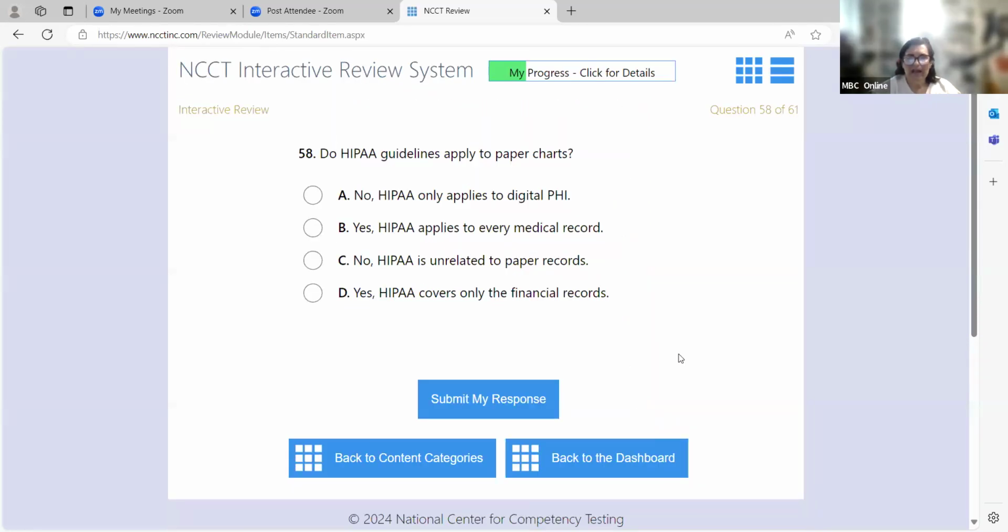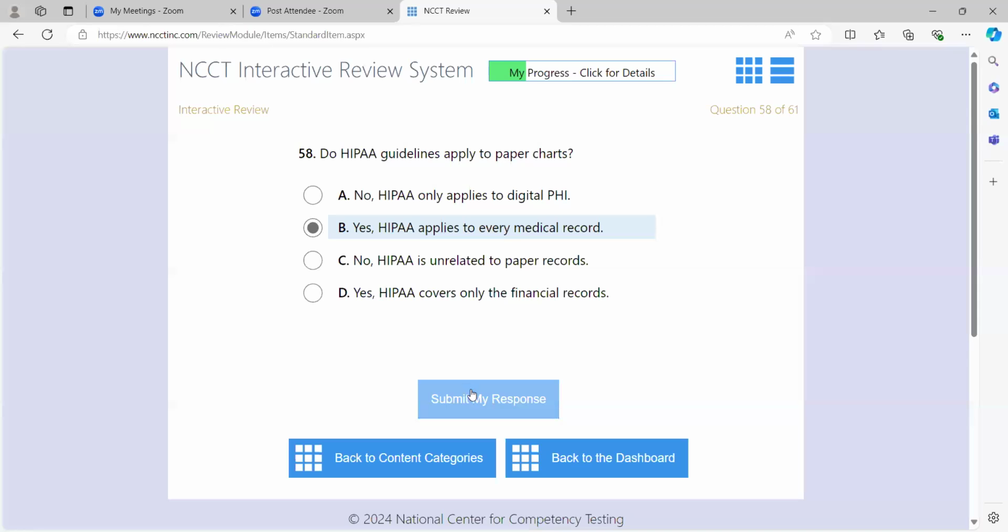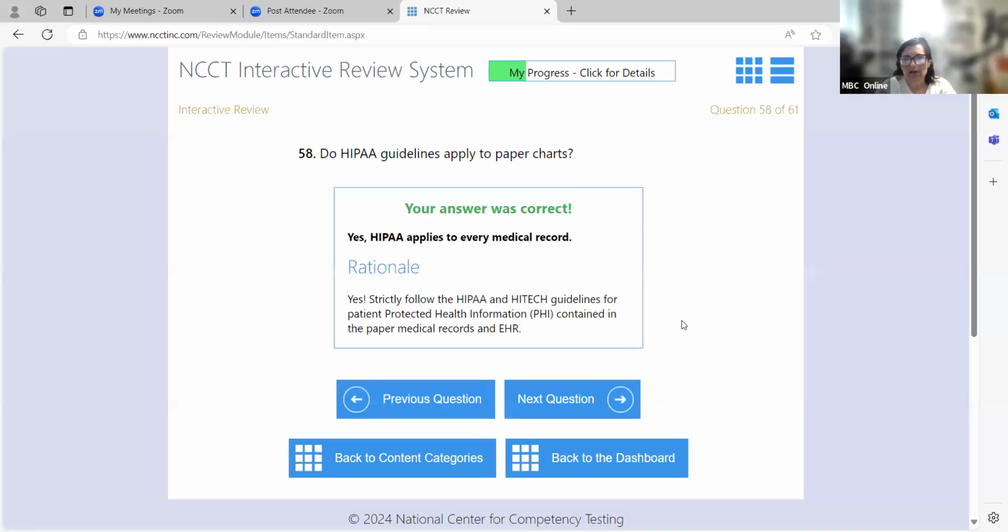Do HIPAA guidelines apply to paper charts? No, HIPAA only applies to digital PHI. Yes, HIPAA applies to every medical record. No, HIPAA is unrelated to paper records. Or yes, HIPAA covers only the financial records. B. Correct. HIPAA applies to every medical record, whether it's paper, electronic, whatever.